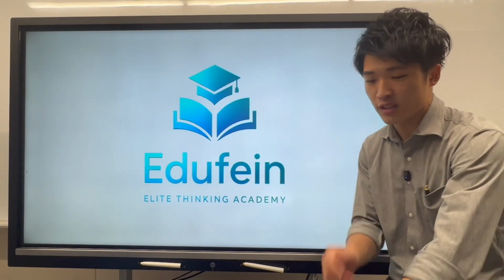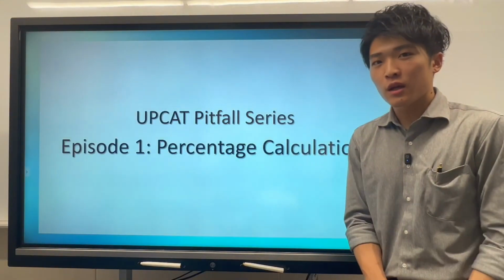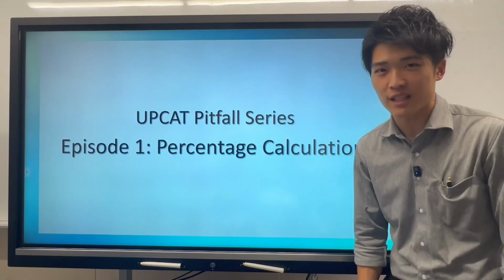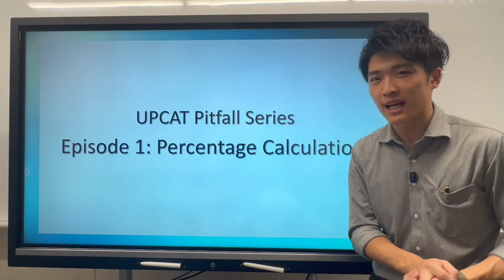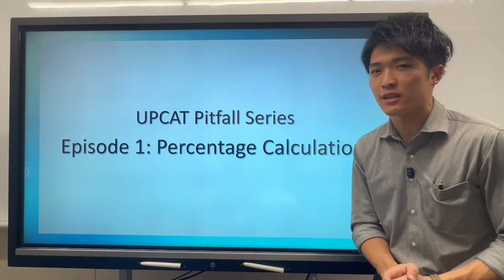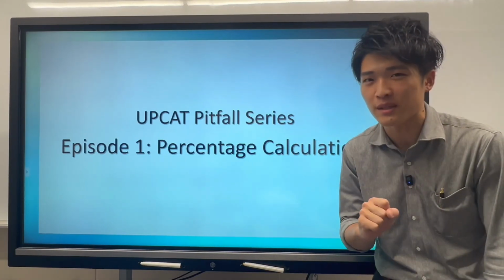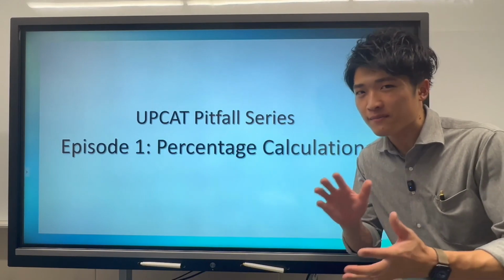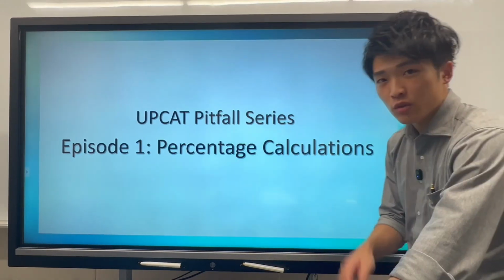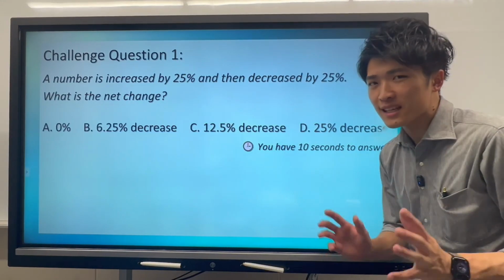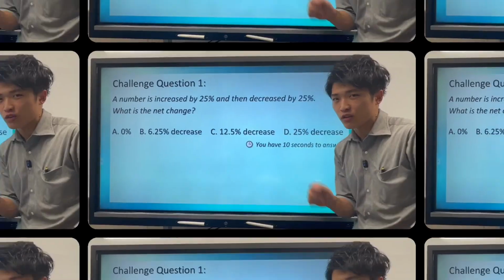Alright, so the theme for today is the UPCAT Pitfall series, part 1, Calculating Percentages. Today, we'll be tackling two questions that may look easy at first glance, but many UPCAT exam takers end up making mistakes on them. Let's try to solve them within the time limit and see if you can avoid the traps. So, without further ado, here's the first question. Try to solve it within 10 seconds. Go ahead.